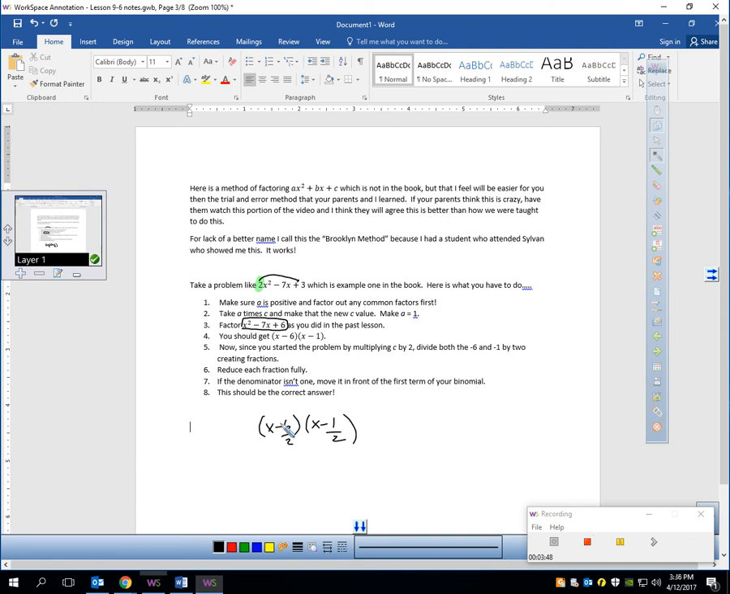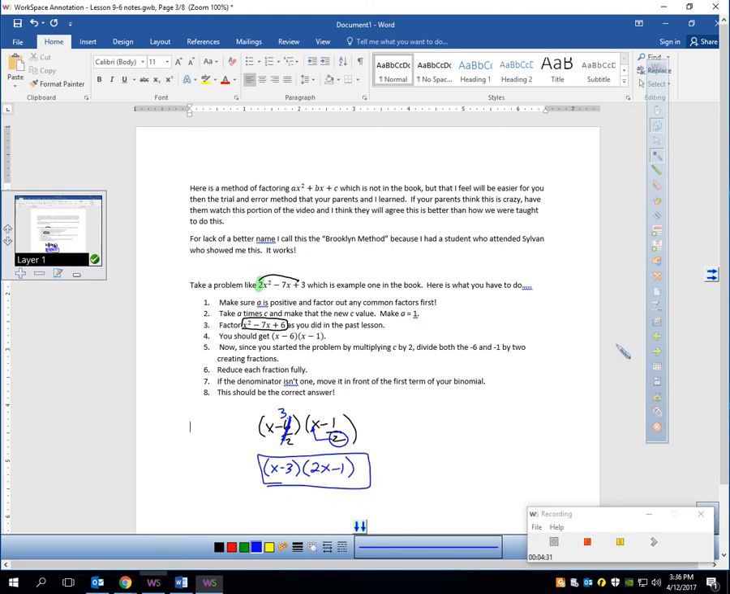So let's think about that. 6 over 2, that's nice. 6 over 2 works out perfectly to 3. 1 over 2, I can't reduce. Okay, so I have x minus 3 for this first factor. Now, if the denominator isn't 1, over here I ended up with 3, but over here 1/2 doesn't reduce. You notice how the denominator isn't a 1? Take that denominator and move it in front of the first term of the binomial, and this would give you 2x minus 1. This is the correct answer.